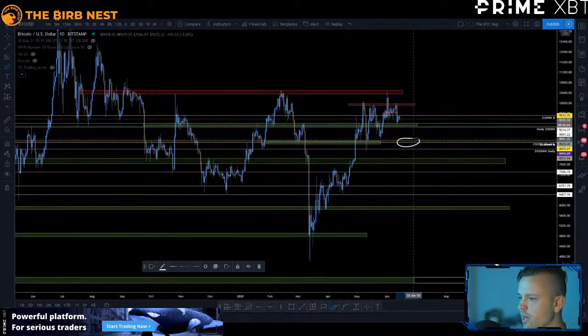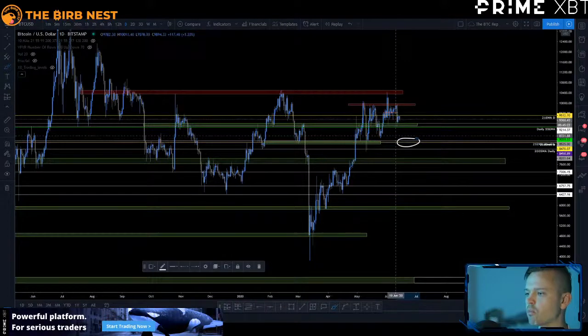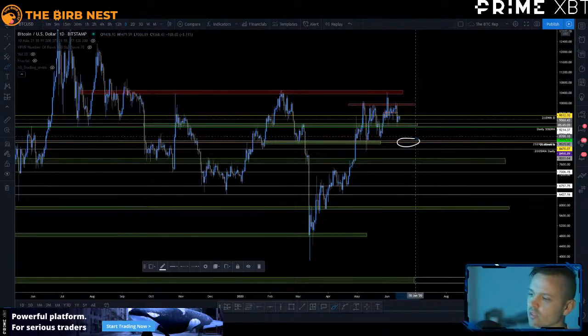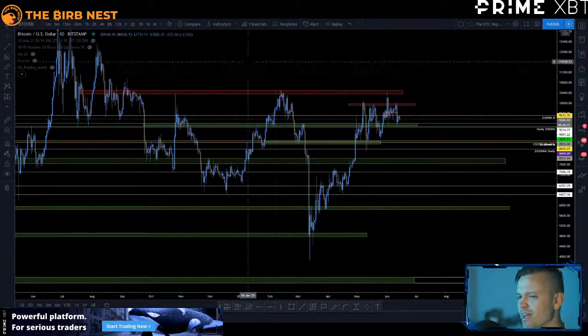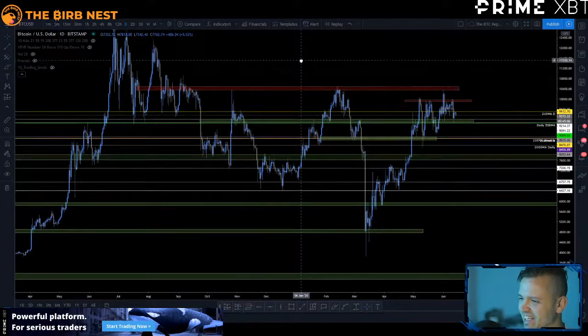I'm not going to long that area. I'm going to wait for a bounce. I'm going to wait for a break in market structure on the lower time frames, and hopefully that's going to translate over to the higher time frames. I'd like to call myself a patient trader, because I've made so many bad mistakes in my life and in trading by being impulsive.